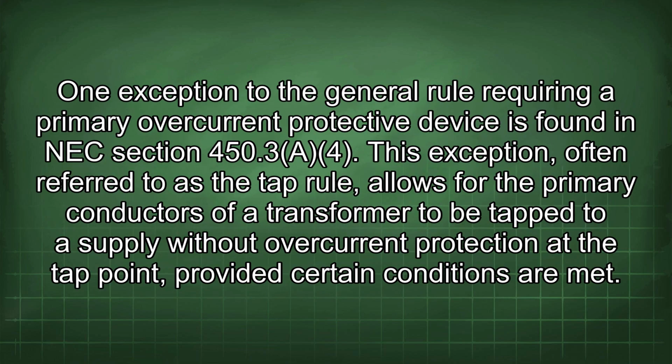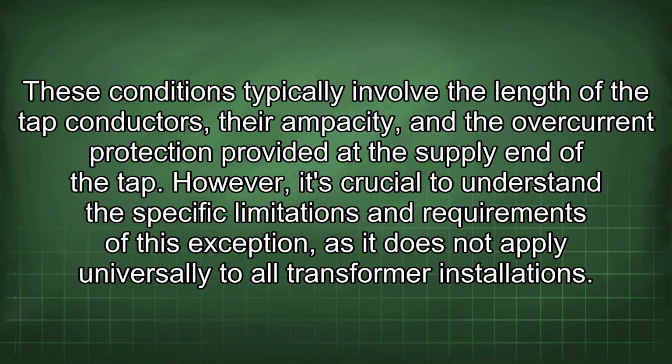overcurrent protection. One exception to the general rule requiring a primary overcurrent protective device is found in NEC section 450.3(F)(2). This exception, often referred to as the tap rule, allows for the primary conductors of a transformer to be tapped to a supply without overcurrent protection at the tap point, provided certain conditions are met. These conditions typically involve the length of the tap conductors, their ampacity, and the overcurrent protection provided at the supply end of the tap. However, it's crucial to understand the specific limitations and requirements of this exception, as it does not apply universally to all transformer installations.